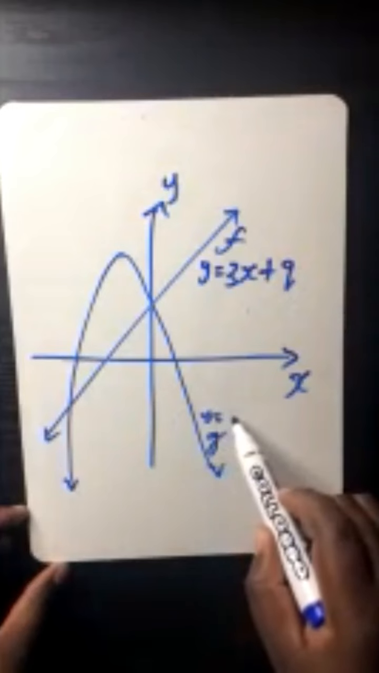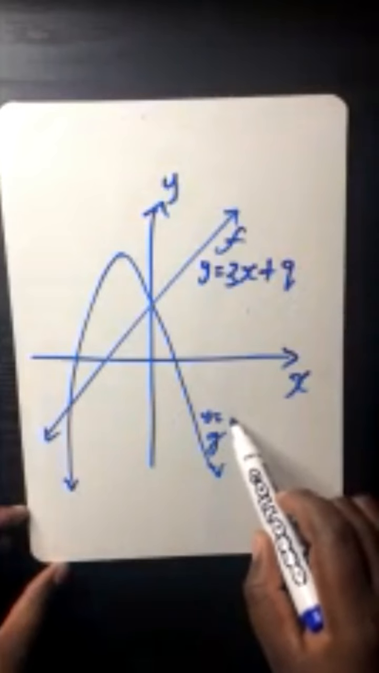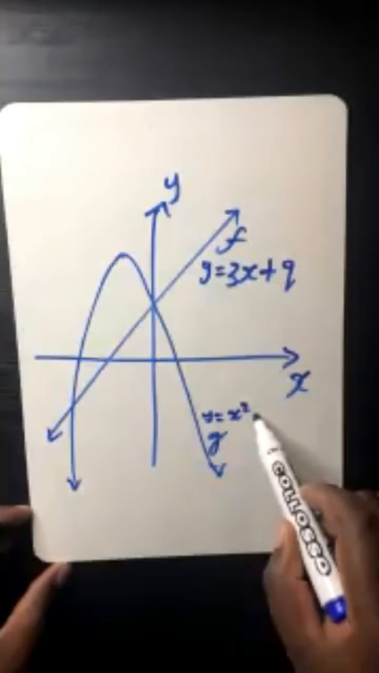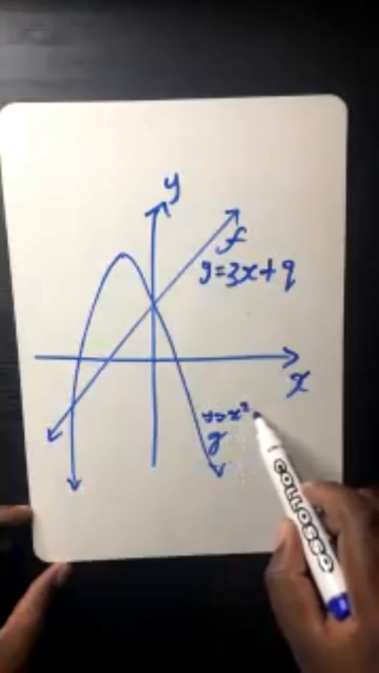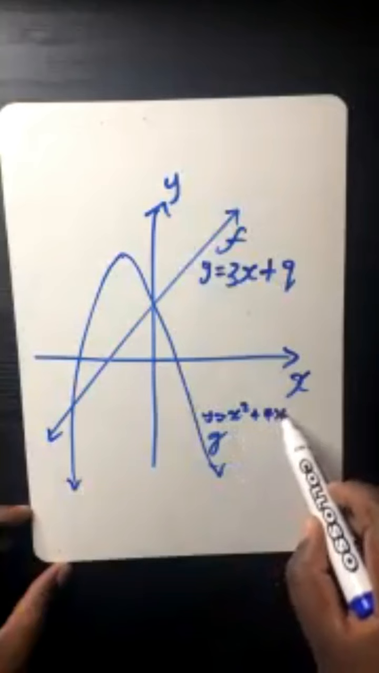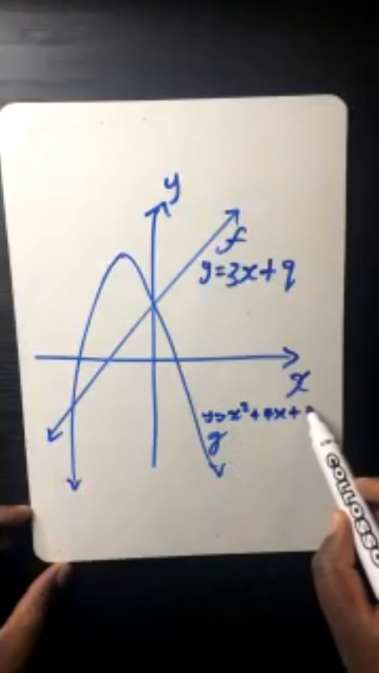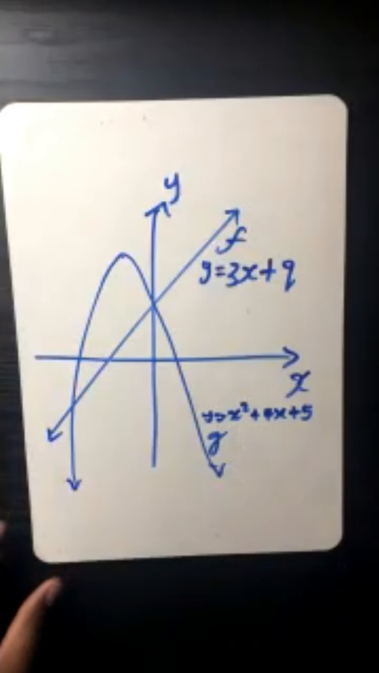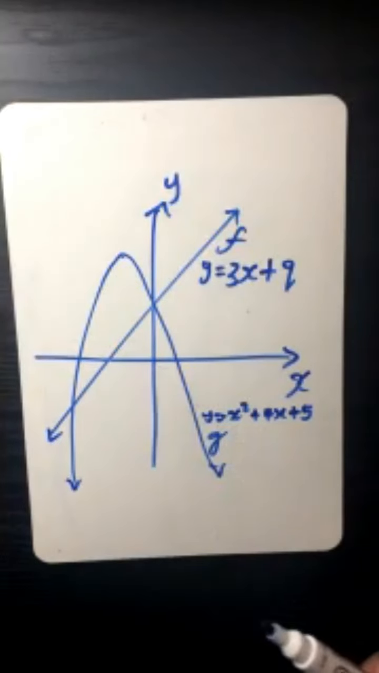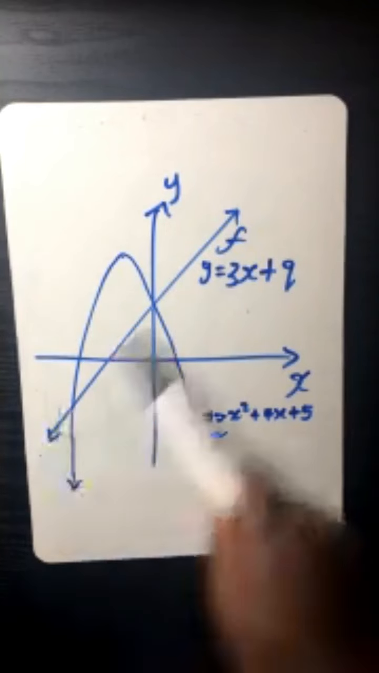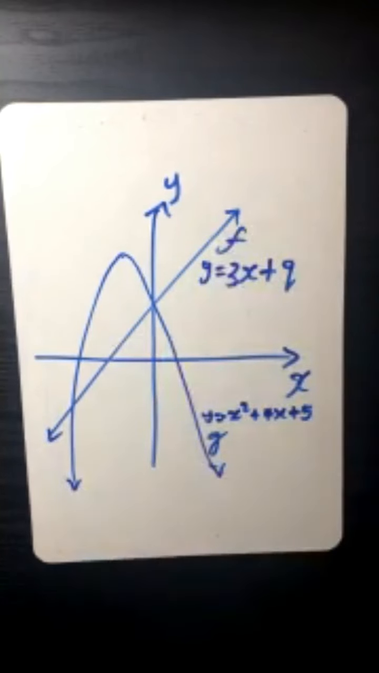For this graph of G, because it's a parabola, they say maybe it's Y equals negative x squared plus 4. I'm giving an example, guys. Plus, let's say, plus 5. This is just an example. So in today's lesson, I taught you guys all regarding a straight line.